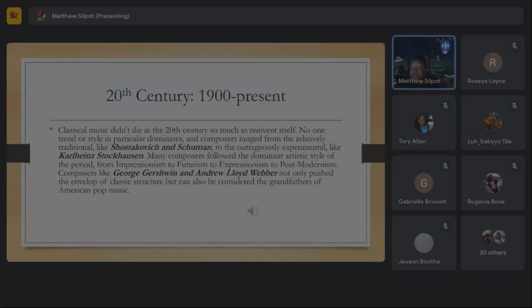We talk about George Gershwin and Andrew Lloyd Webber. Anybody, well, y'all should know about these names, guys. Everybody know about George Gershwin, Andrew Lloyd Webber, Phantom of the Opera.